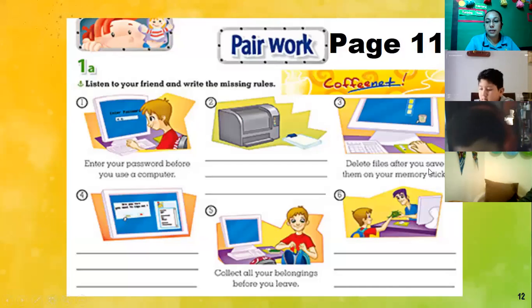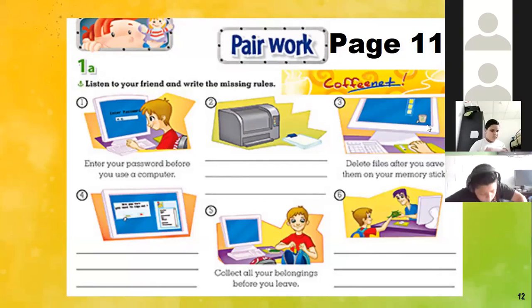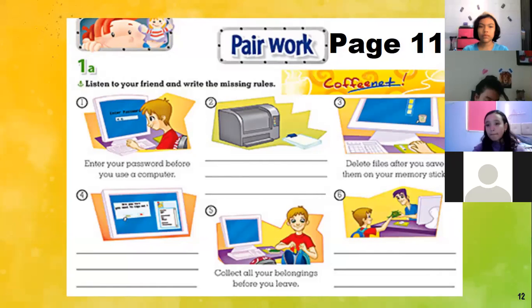Okay, exactly. So let's see. First one, we complete. First A, yes? Okay, unit 1A. Listen to your friend and write the missing rules. Okay, in that case, these ones are different rules. Page 112. Váyase a la página 112. Okay, this one is per work.